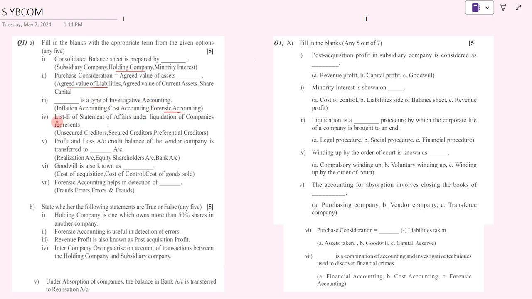Next, question number 4. List E of statement of affairs under liquidation of company represents unsecured creditors. Next, profit and loss account credit balance of vendor company is transferred to equity shareholders account. Goodwill is also known as cost of control. Then forensic accounting helps in detection of frauds.